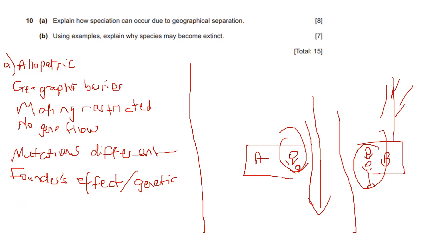And another thing that you might be able to say in this case is that the gene pool will be different, okay? Because there is no gene flow, obviously the gene pool will occur differently. So those 8 things will give you full marks here.